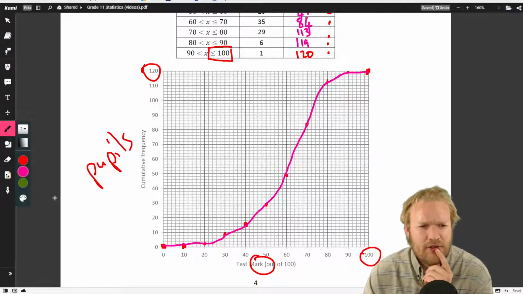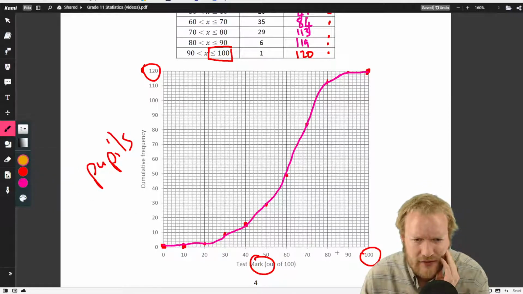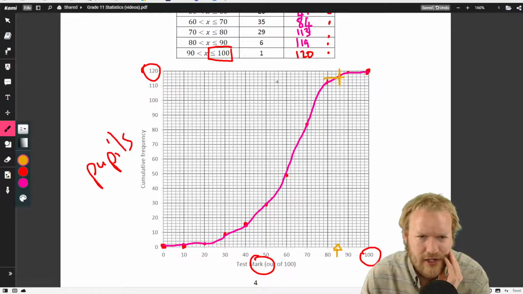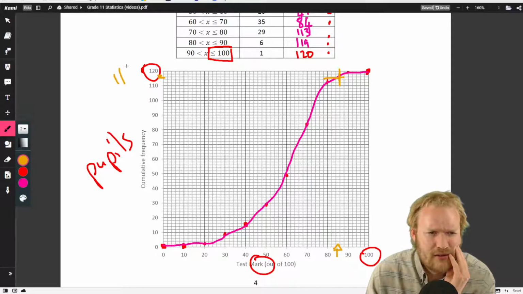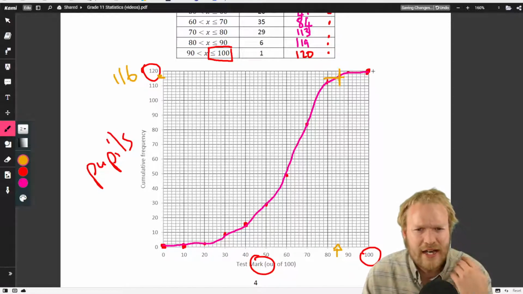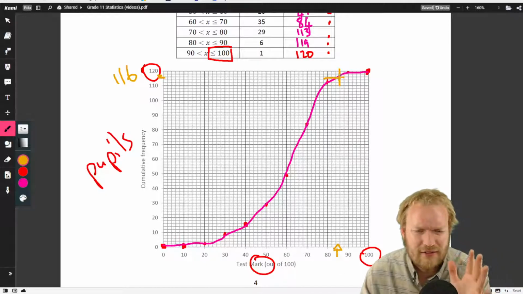So there we go. So now we can ask ourselves a few questions. How many pupils got, we said 85 earlier. So let's have a look. So here's 85 over here. So if we look up at 85, it's there. So 85, if we read across, gets about here. So it looks like 116, right? 116. So we can say that 116 pupils got less than 85. And now we can get fairly accurate from our ogive.